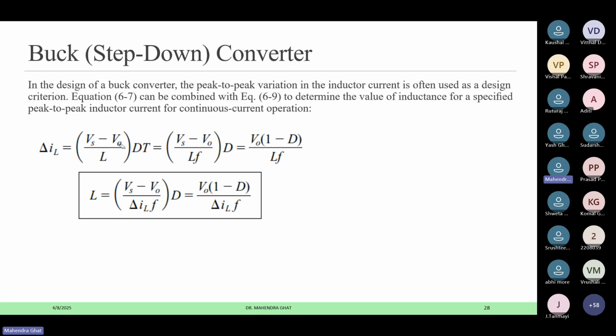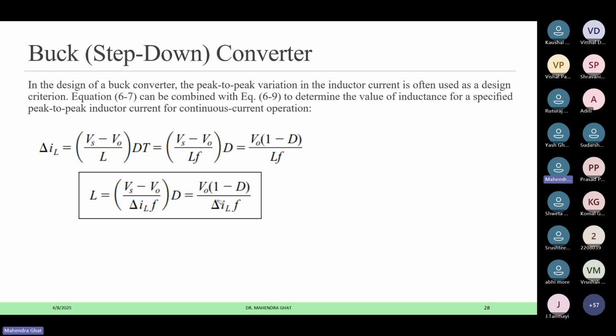So this Vo is replaced by D times Vs. If you simplify, you will get this equation. From that, L is nothing but (Vs minus Vo) times D by (delta IL times f). So L is taken here and delta IL is taken here. If I simplify, this equation you are getting.